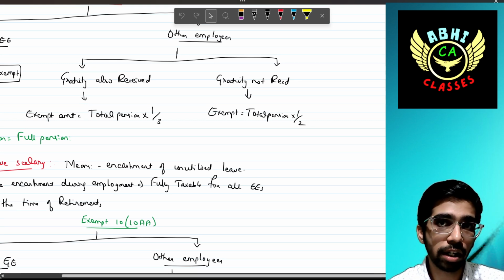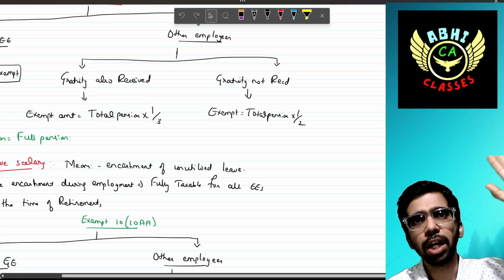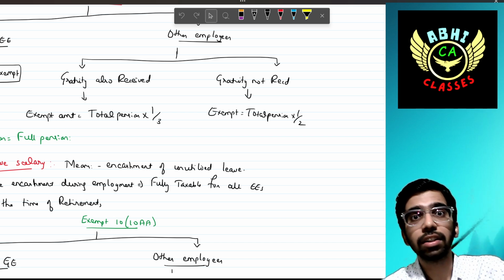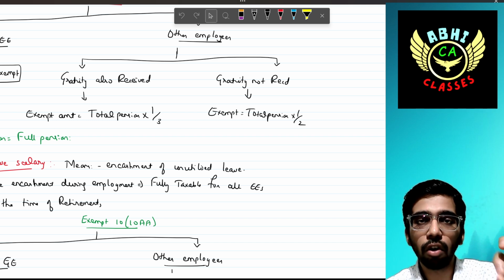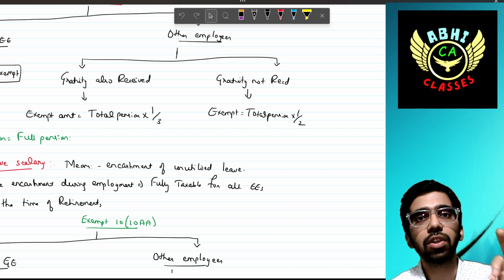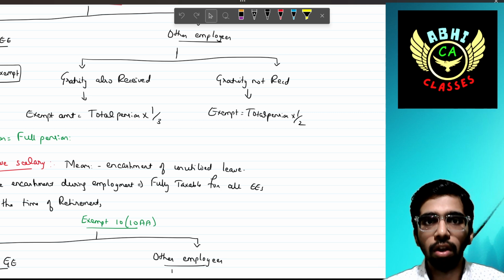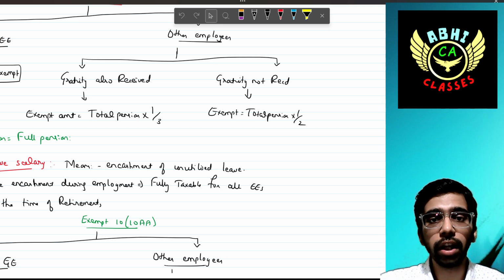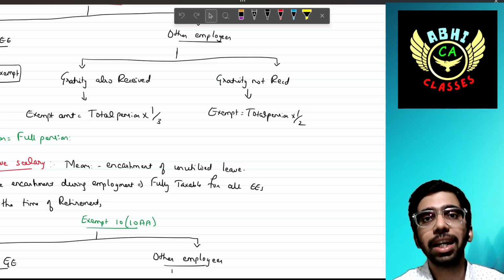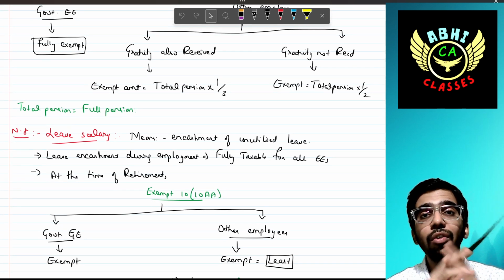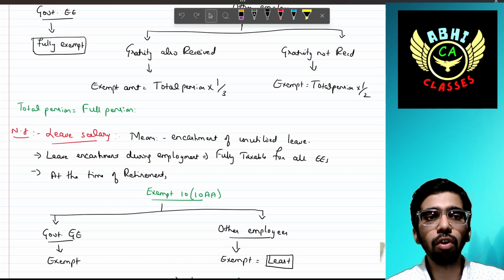If he is in receipt of gratuity, it will be covered under the POGA Act, and hence a rounding method will be given. That is 33 years. And hence for him, 33.33% should also be given as an exemption for the pension income. For the gratuity-not-received category, only half, 50% of the total pension, will be treated as exempt. Total pension means full pension.